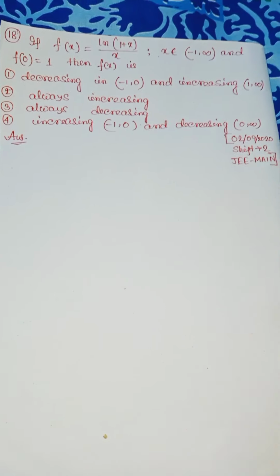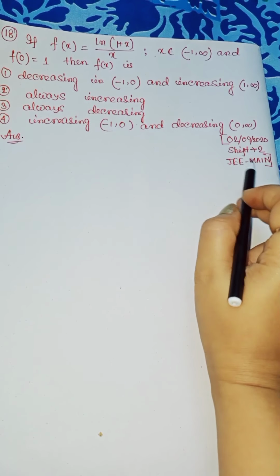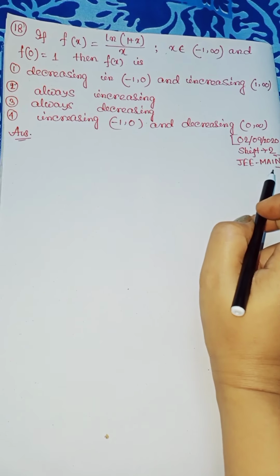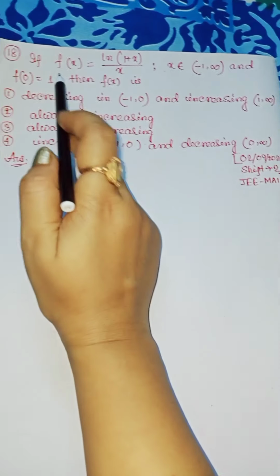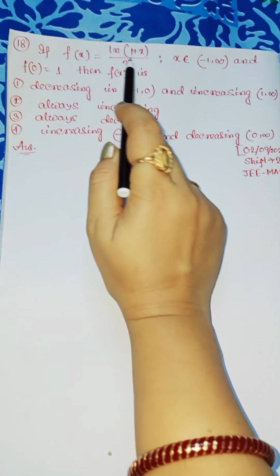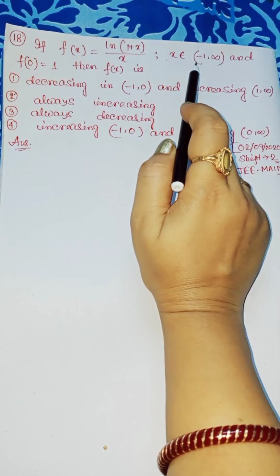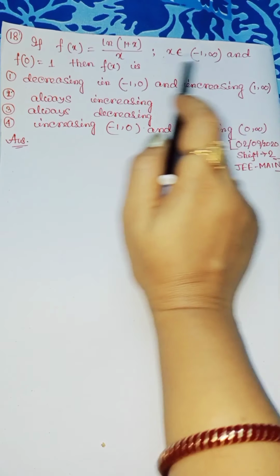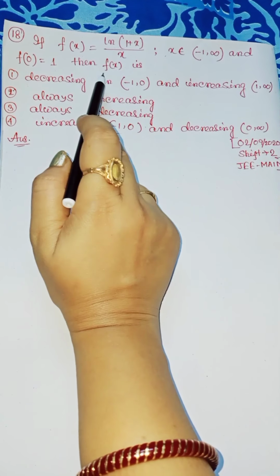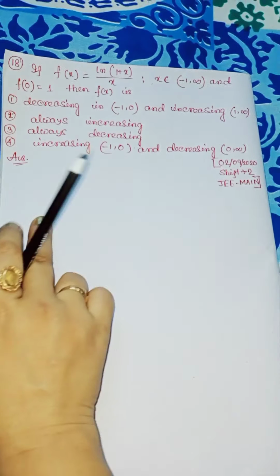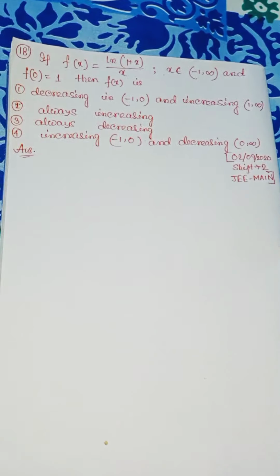Today we have solved 2nd September Shift 2 JEE Main question number 18. It's a memory based question. If f(x) is equal to ln(1 + x) divided by x for all x belonging to (-1, infinity) and f(0) is equal to 1, then f(x) is... four options are given. This is a problem on continuous functions.